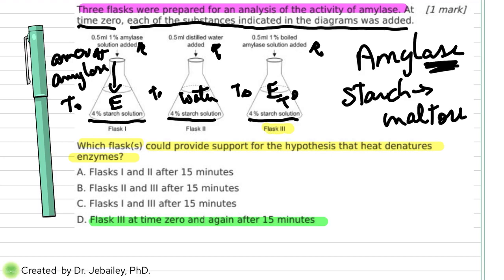So, if you follow the trap and say it has to be this, because at time 0 we are putting an enzyme with the boiling, and again after 15 minutes we're measuring it. Now, just think logically. If you already put the enzyme with temperature in there, and you're waiting for that 15 minutes to see what happens, right? You're just going to get the same reaction.